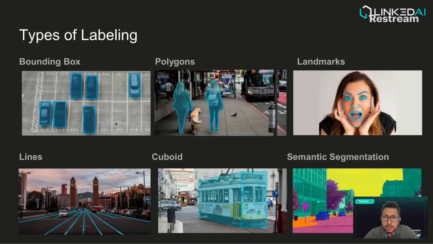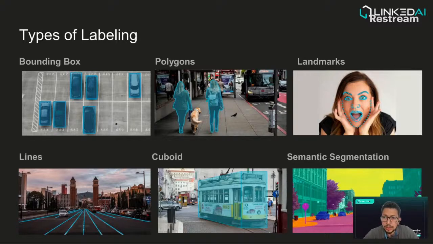And after that, there are some more types of labeling that are more for specific use cases. For example, landmarks or points are mostly used in motion detection. So if you want to find the motion or track people, there are a lot of use cases where you can use this kind of labeling.